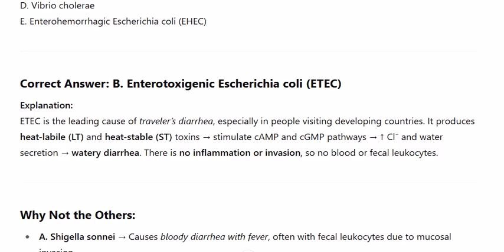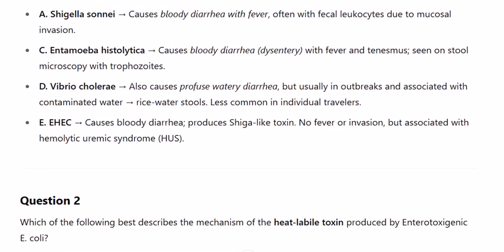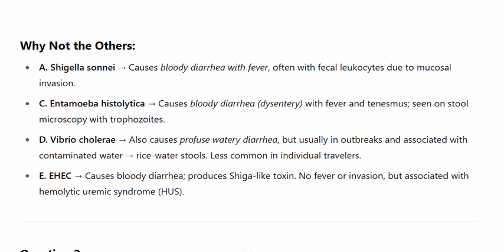Why not the others? A. Shigella causes bloody diarrhea with fever, often with fecal leukocytes due to mucosal invasion. C. Entamoeba histolytica causes bloody diarrhea, dysentery with fever and tenesmus, seen on stool microscopy with trophozoites.